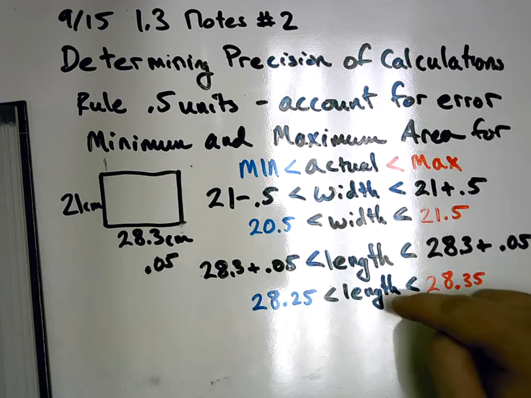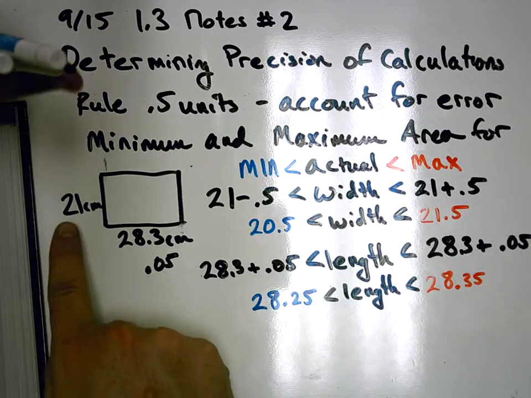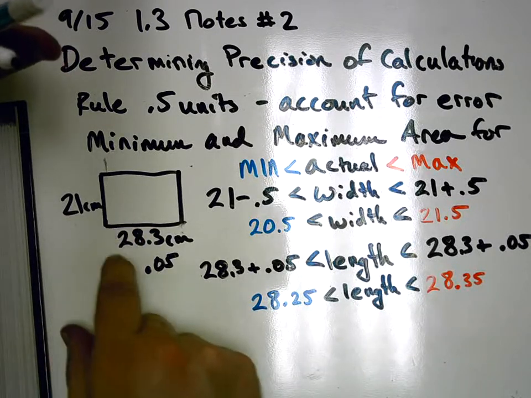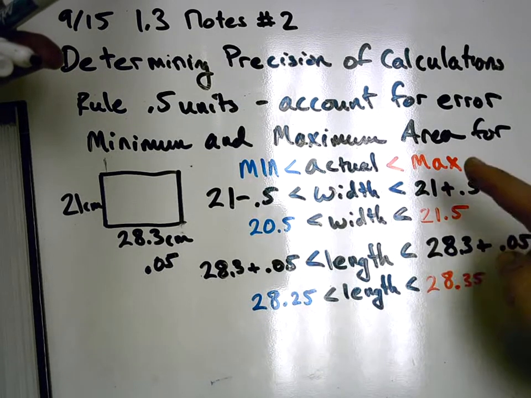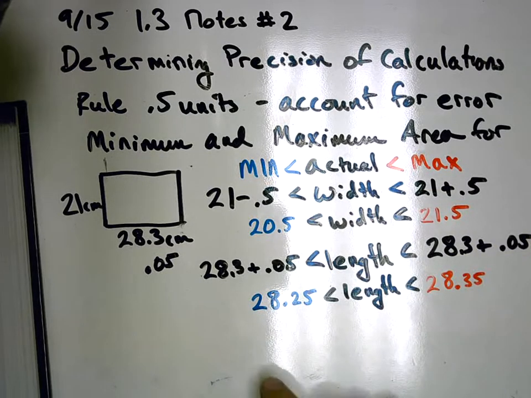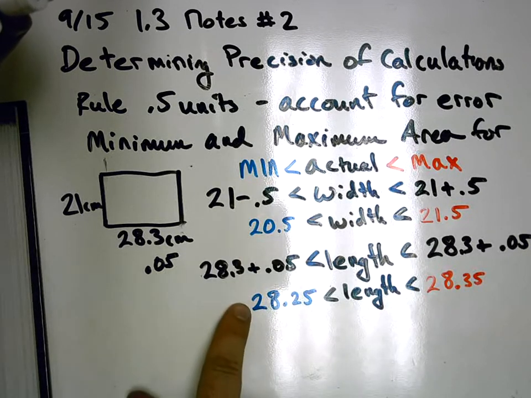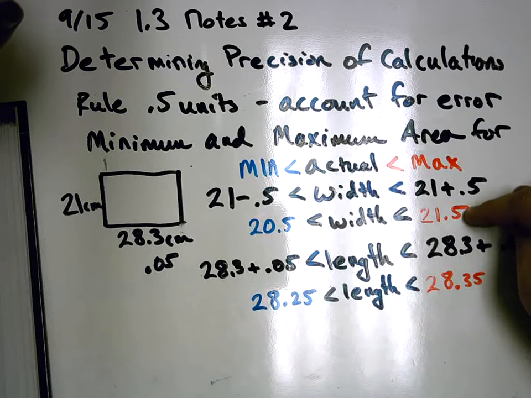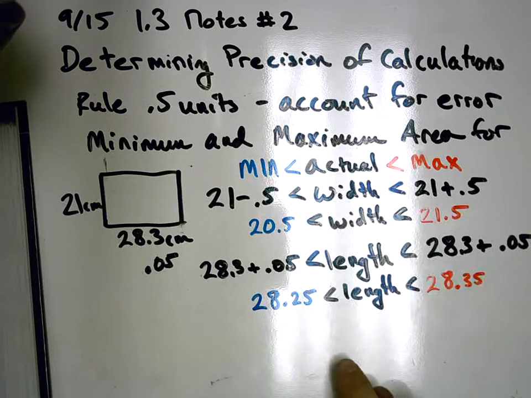Now, if we have the length and the width of something, we can find the area. So in the past, you would have just multiplied 21 times 28.3 and you would have gotten some number, right? But that number has an error built into it. We've now accounted for those errors, the minimum and the maximum. So you're going to find the minimum area by multiplying the minimum width and the minimum length. And you're going to find the maximum area by multiplying the maximum width and the maximum length. And that will give you a range, min and max, of the area.